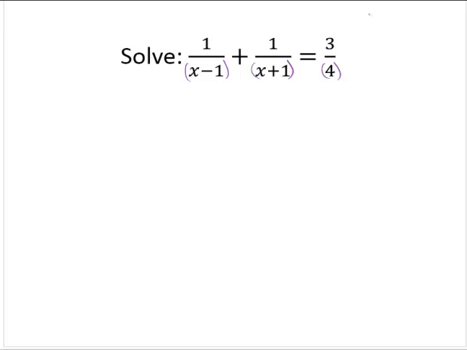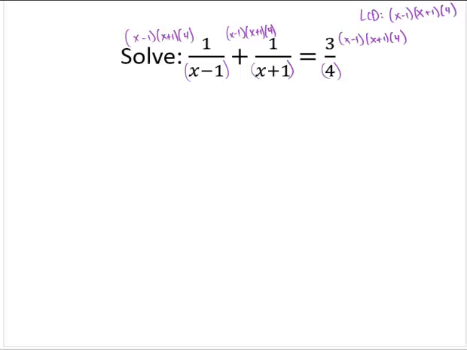So then my LCD is just their product, (x minus 1)(x plus 1)(4). So I'm going to multiply each term by that LCD: (x minus 1)(x plus 1)(4), (x minus 1)(x plus 1)(4), (x minus 1)(x plus 1)(4). And now, nice things happen.